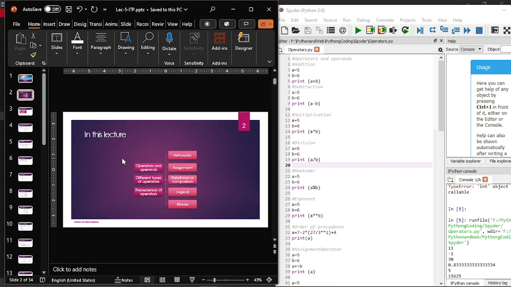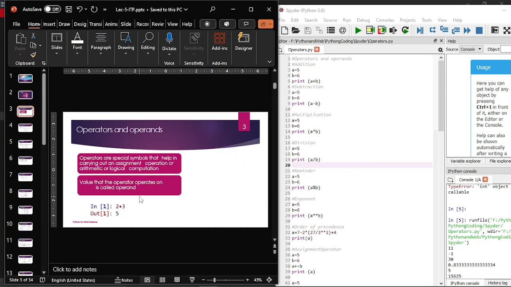If we go deeper into this lecture, we are going to study the operator and operands, different types of operators, and the precedence of operators. These are the topics that we'll be covering in today's lecture.